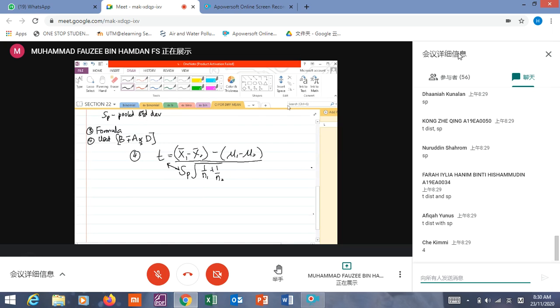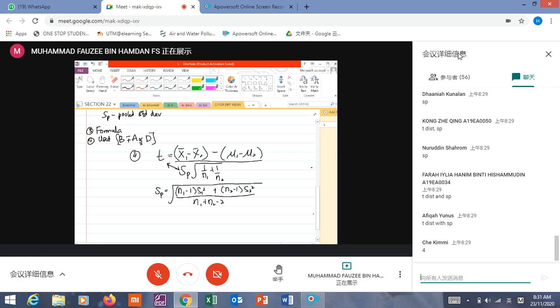Okay, now I think there is a formula for SP. I don't remember. Correct me if I'm wrong. N1 minus 1 S1 squared plus N2 minus 1 S2 squared over N1 plus N2 minus 2. I think this is the formula. You can check the list of formulas. I don't have the table. If I make a mistake, don't follow me.